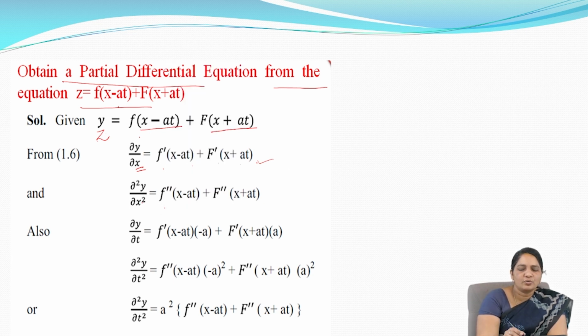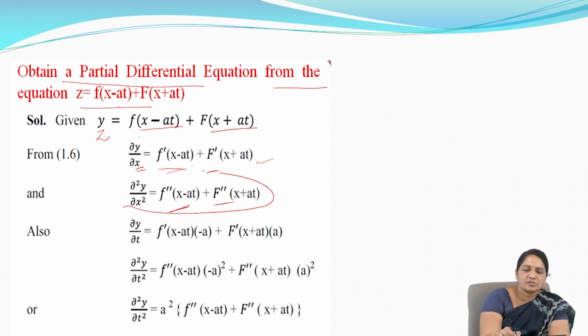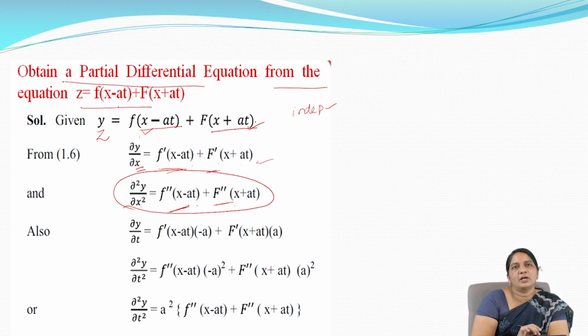So dou square y by dou x square equals f double dash of (x minus at) plus f double dash of (x plus at). Now I am doing it again, based on the independent variables I am having. So here I am having x as an independent variable and t as an independent variable. That's why I am now differentiating with respect to t.